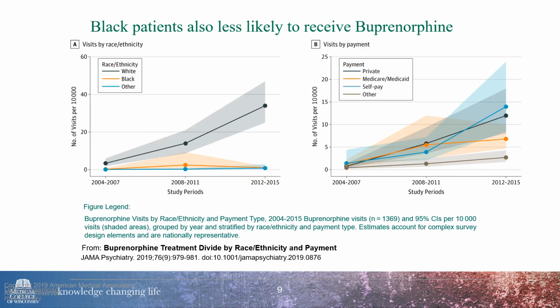Unfortunately, we also see some pretty big disparities in access to medications like buprenorphine. On racial lines, we see that Black patients are much less likely to be offered medication-assisted treatment with meds like buprenorphine as compared to white patients. We also see that privately insured patients are much more likely to be able to access medication-assisted treatment than people with Medicaid or Medicare. So we still have a long way to go in creating an equitable system to care for patients with substance use disorders.